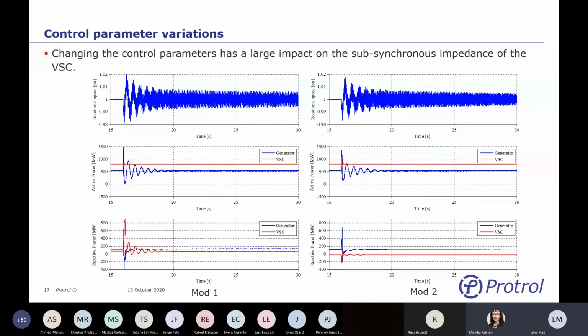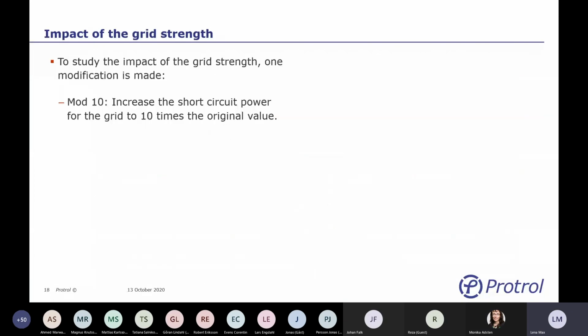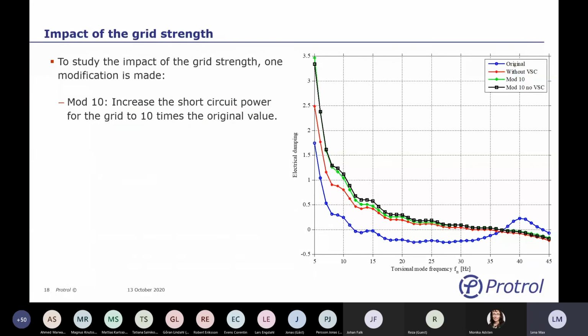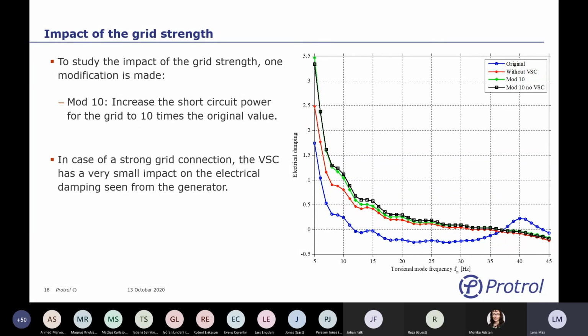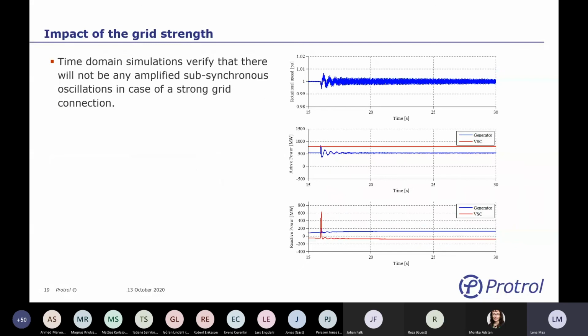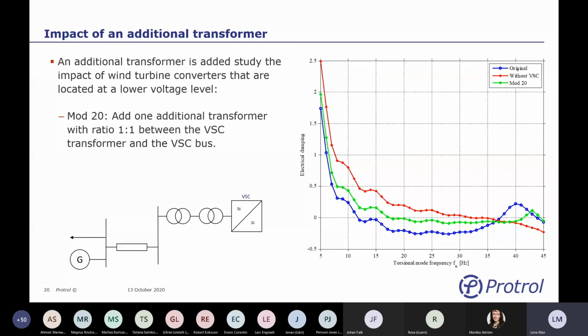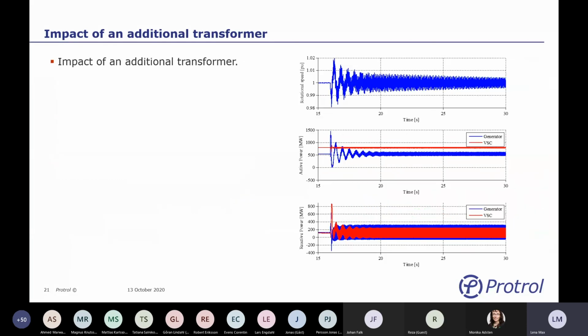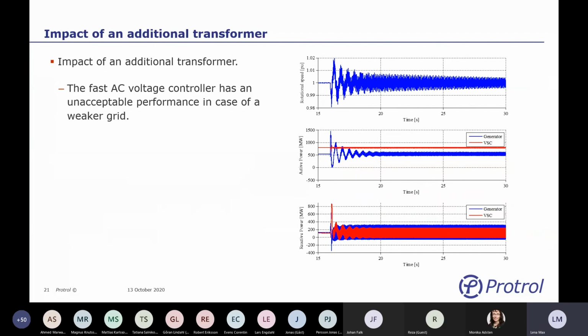Okay, that's good. So we can see that by changing control parameters, we can decrease the risk of oscillations. We can also see here that the impact of grid strength is quite high. Having a strong grid will decrease the risk of oscillations, or will decrease the impact of the voltage source converter. And also, if we have an additional transformer, which is the case if we have a wind farm instead, there will be a larger impedance between the generator and the voltage source converter, and then the risk of subsynchronous oscillations will be decreased.